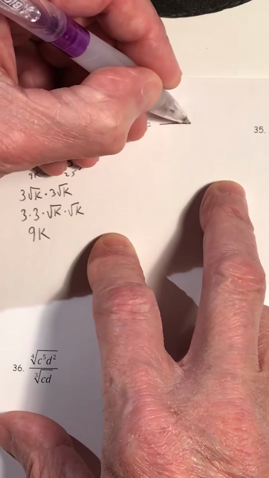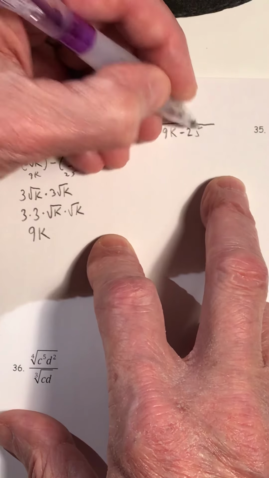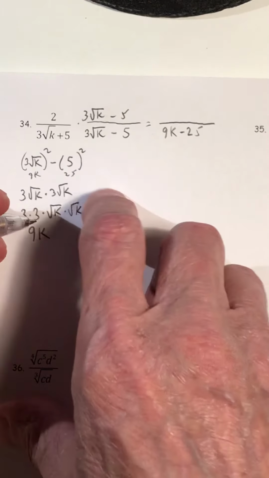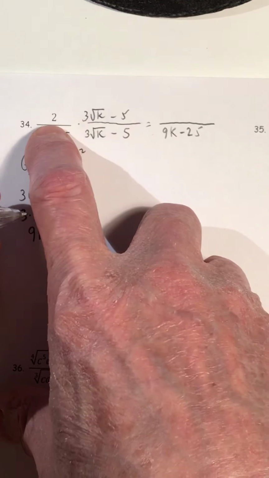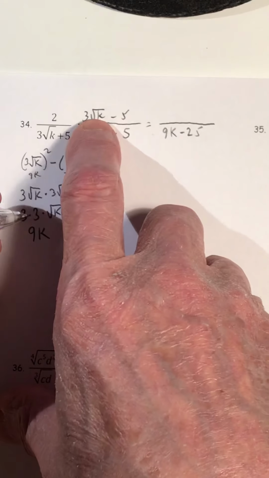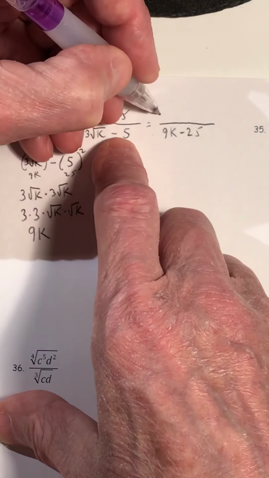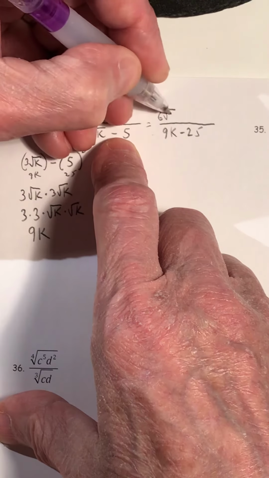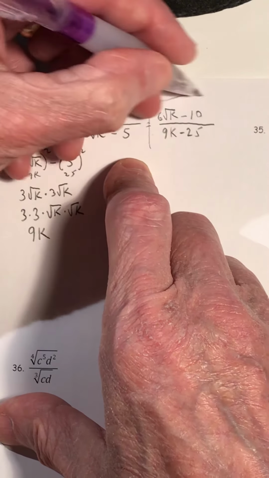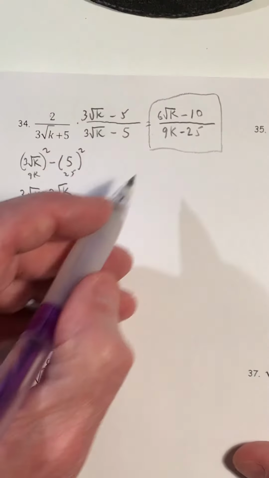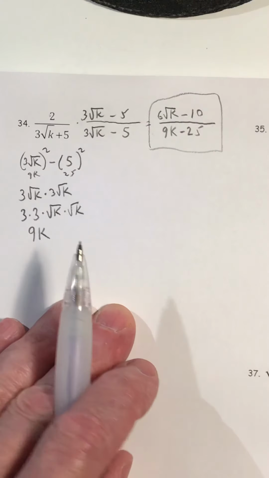Let me write that down over here. 9k minus 25. And for the numerator, we can either put 2 parentheses, 3 root k minus 5, or we can distribute the 2, do 2 times that minus 2 times that. Let me write it that way. 2 times 3 root k will be 6 root k, and then minus 2 times 5 is 10. There's nothing that goes evenly into 6 and 10 and 9 and 25, so that's fully cooked. Can't go any further.